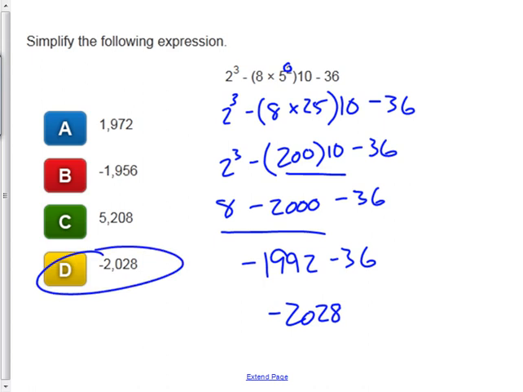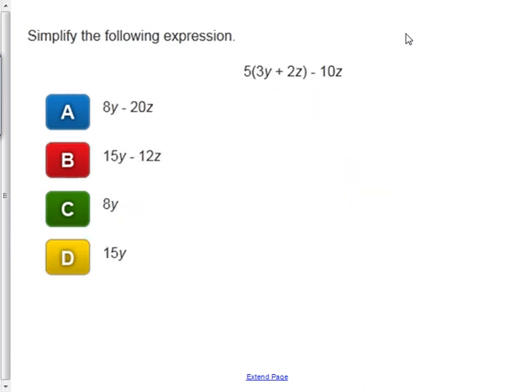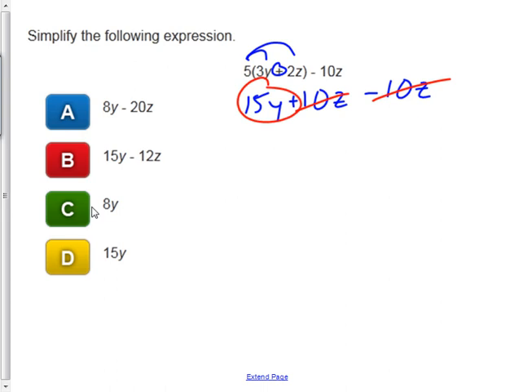Okay, so that's kind of walking through our order of operations, again, following parentheses, exponents, multiplication, division, then addition, subtraction. Okay, so again, here we need to distribute the 5, so we're going to get 15y, and then we have a plus, so we'll keep that as a positive, and we'll do 10z minus 10z. Well, what's going to happen to our 10z's? If we have a positive 10z and a negative 10z, we're just left with the 15y, or choice D.